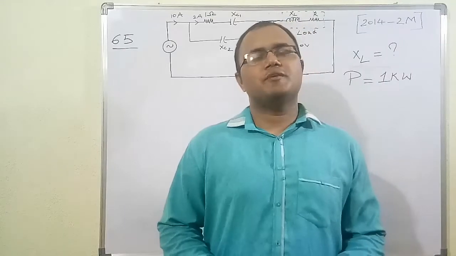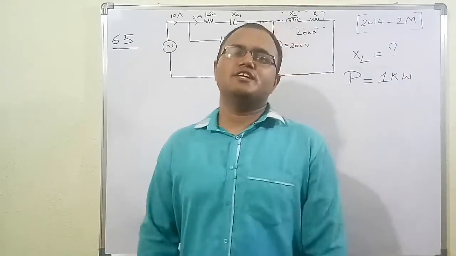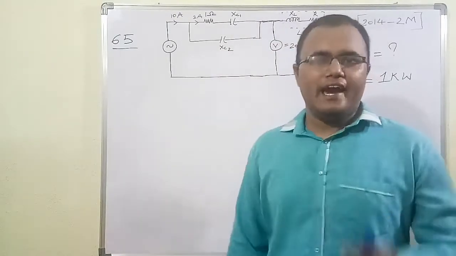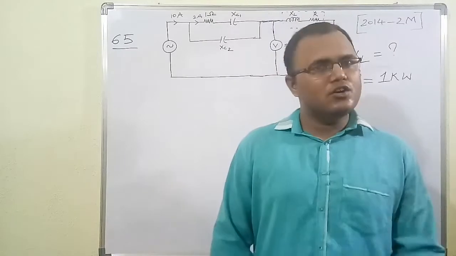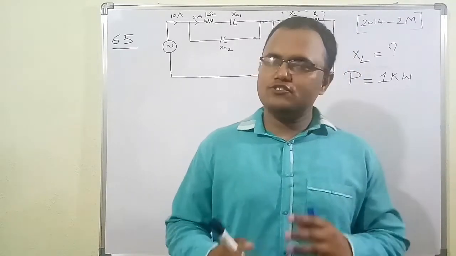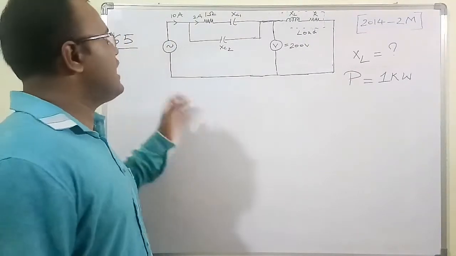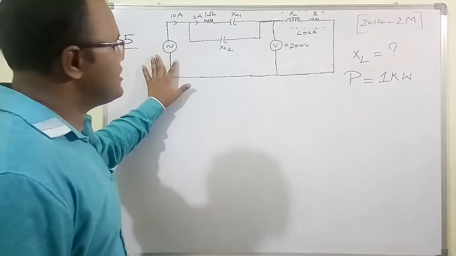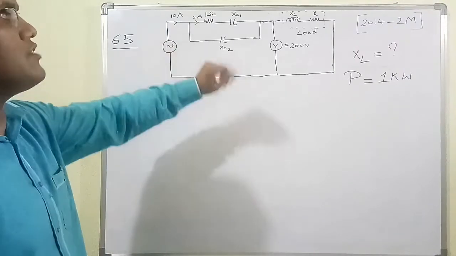So after solving the previous problem, now let's move forward to do another numerical. The numerical number is 65, and this question is the most beautiful and also the most interesting concept. So let us focus more and solve this problem. If you see carefully, this circuit has an AC source which is supplied to this whole circuit.